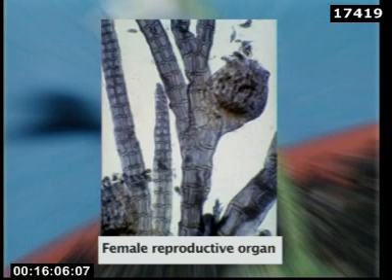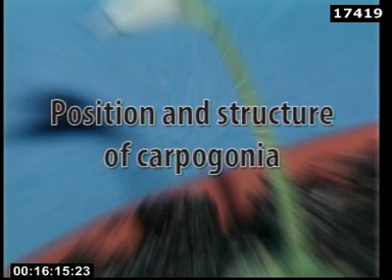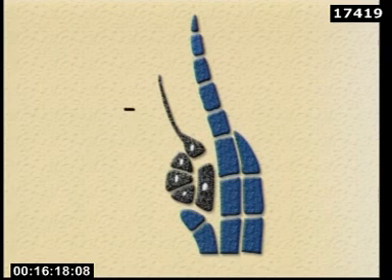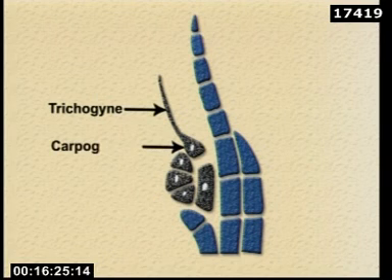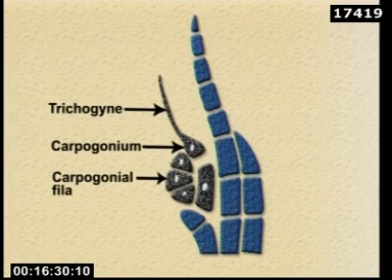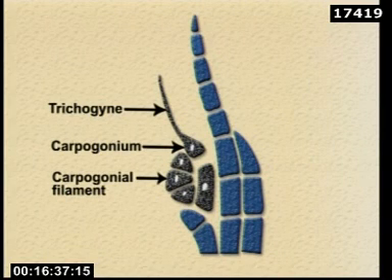Now, the female reproductive organs. The female reproductive organs are called carpogonia and are formed on a separate female plant. Position and structure of carpogonia. The carpogonium in Polysiphonia is a somewhat flask-shaped structure. It consists of a swollen basal portion which is prolonged into a tubular neck-like structure, the trichogyne. The carpogonium lies at the apex of a short lateral branch called the carpogonial branch.